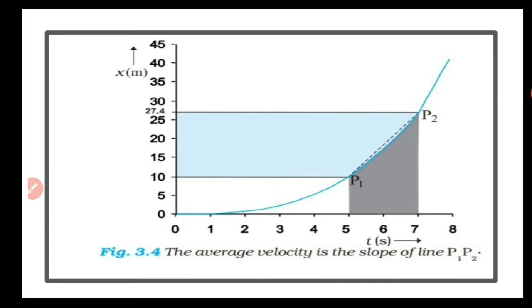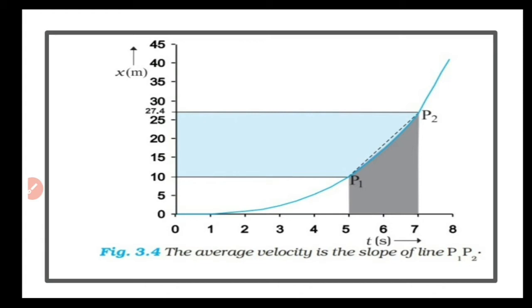Now, in the case of a body in non-uniform motion, the graph is a curved one. In this particular example, the shape of the graph is as shown. So in that case, how can we find average velocity from the graph? That's what we are discussing now.